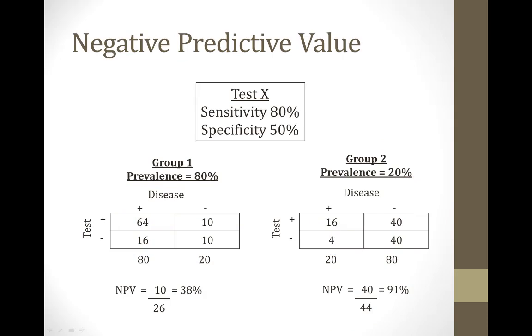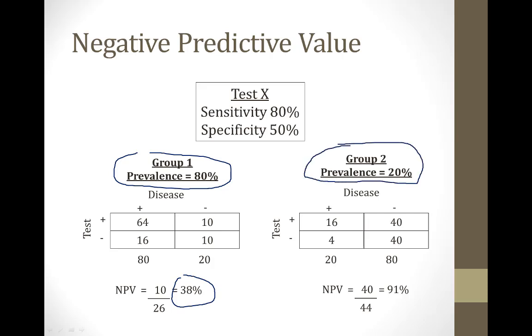Here's another example of the negative predictive value tested in 2 populations. So I won't go through all the math. You can do that on your own if you wish. But for group 1, where the prevalence is 80%, we get a negative predictive value of 38%. For group 2, where the prevalence is lower, we get a negative predictive value of 91%. So the negative predictive value increases when we move to a population where disease prevalence is lower.